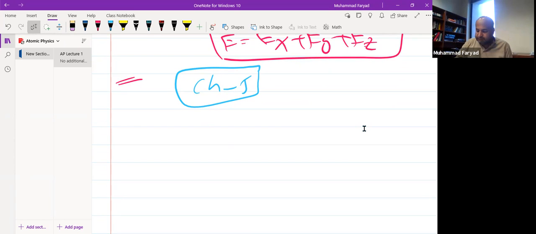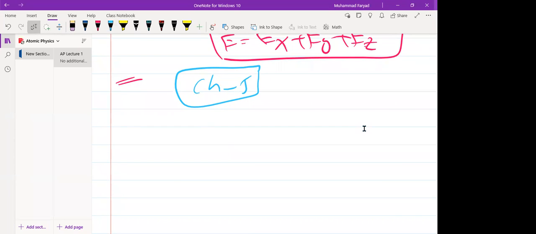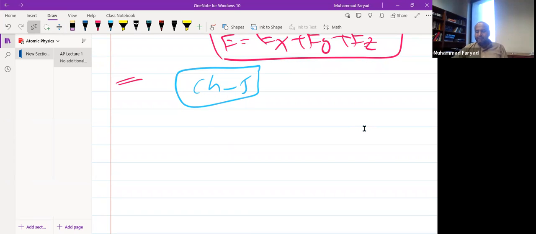Okay, so after discussing the non-interacting particles or independent degrees of freedom, let's now start working on interacting particles. So let's start with two.